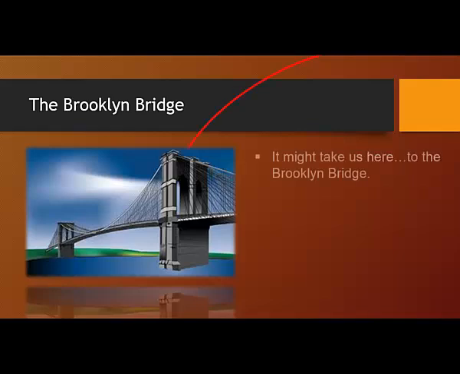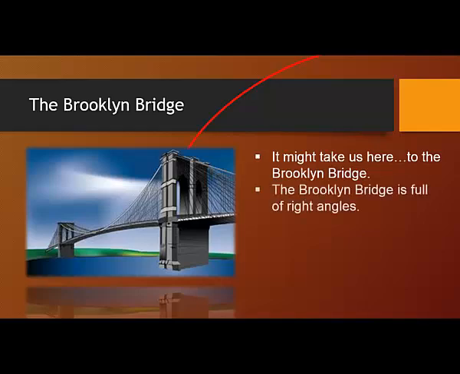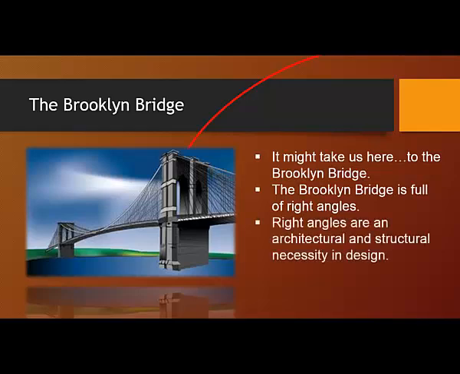Brooklyn Bridge is full of right angles. And if we take a look at it, some of them are created by suspension cables, and not just hard structures like concrete and steel, but cables. And they're used by design to support the enormous weight of the bridge and to give it flexibility as well. The right angles are an architectural and structural necessity in design, as we see in a lot of buildings and structures that we deal with today.